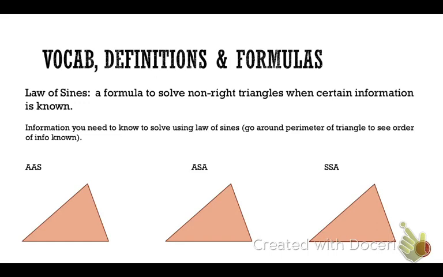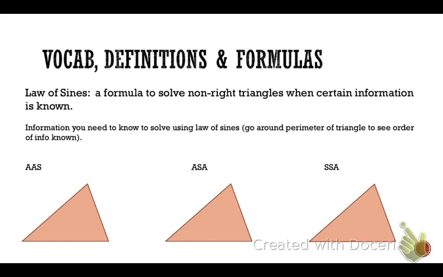So the first thing is the law of sines. This is a formula to solve non-right triangles. That's a triangle without a right angle. Now the information that you need to know to solve a triangle using the law of sines falls into two different cases. So if you have a triangle and if you know two angles and a side, then you can use this formula, and we'll get to the formula in a little bit, to solve the triangle.